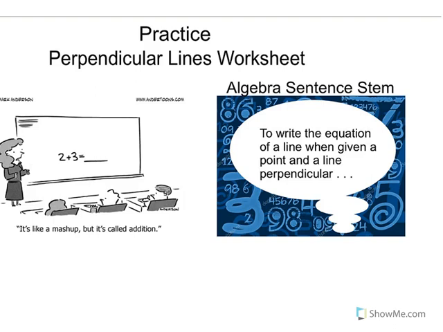Before watching the next video, I would encourage you to reflect on the following statement. To write an equation of a line when given a point and a perpendicular line, what would you do?